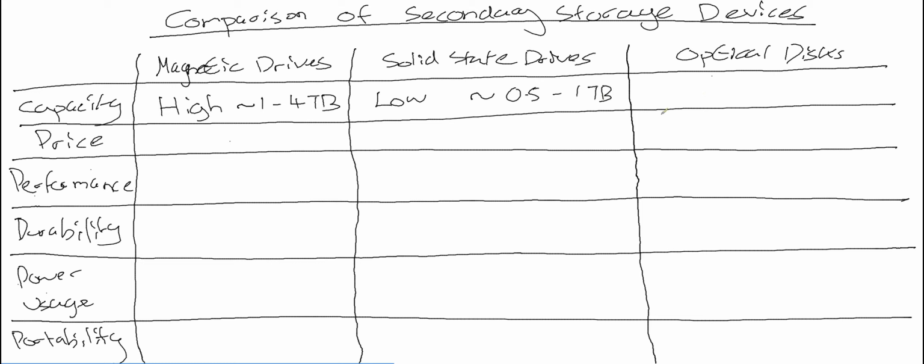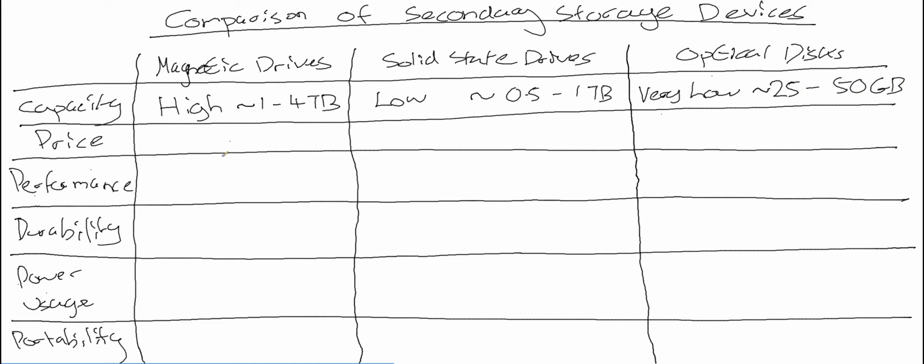And optical drives have a lower capacity than either solid state hard drives or magnetic drives. Optical discs, even Blu-ray ones, which are the highest capacity, only have around 25 to 50 gigabytes of storage available. Okay, so let's move on to looking at price.